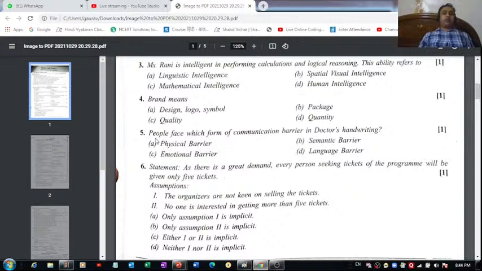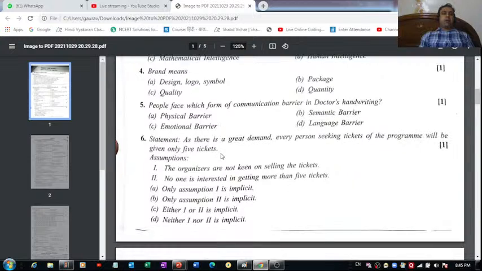Then we have question number 5. People face which form of communication barriers in doctors' handwriting? So it's very simple. It's language barrier, right? Because it's not possible for a simple human being who doesn't know anything about medicines and things related to that to understand doctors' handwriting easily. So it's language barrier that we face. Okay, so the correct answer of question number 5 is part B.